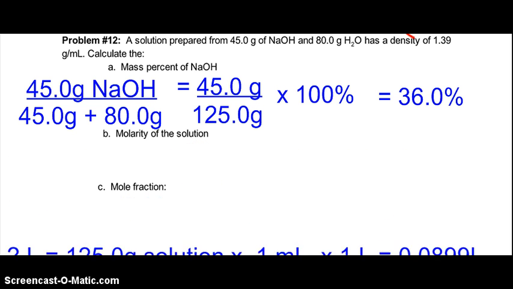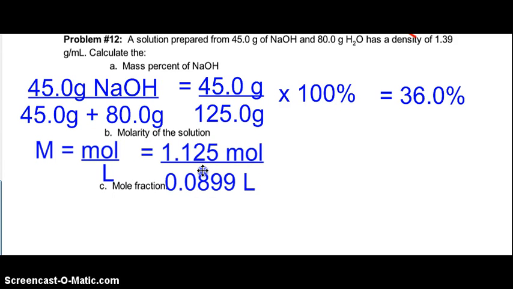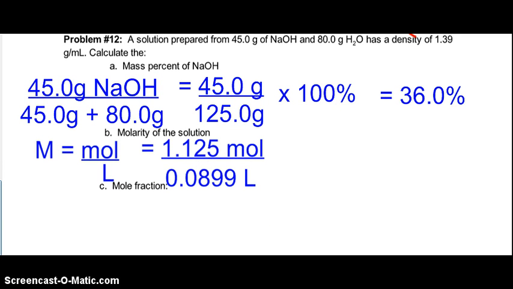So now we need to actually put it all together and find the molarity of the solution. Here is my formula. Molarity is moles per liter. We've already figured out how many moles of sodium hydroxide we have and how many liters of solution we have. And then I'll just divide the two out, and I got 12.5 molar.